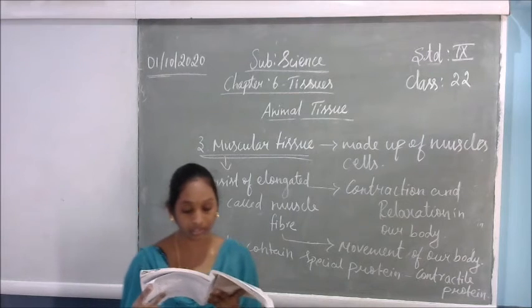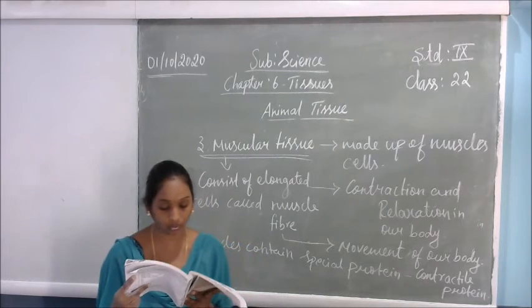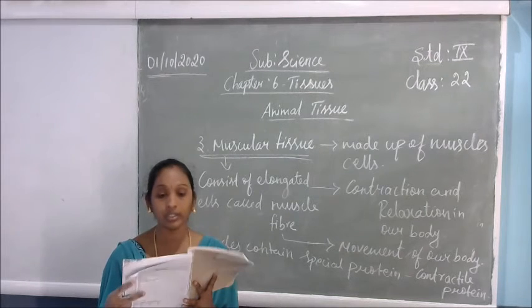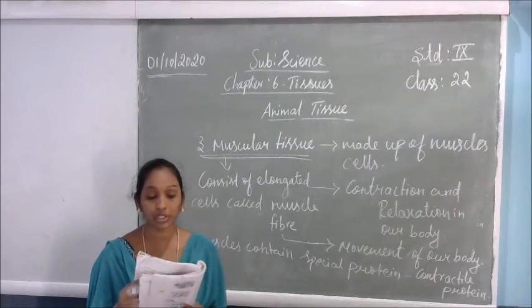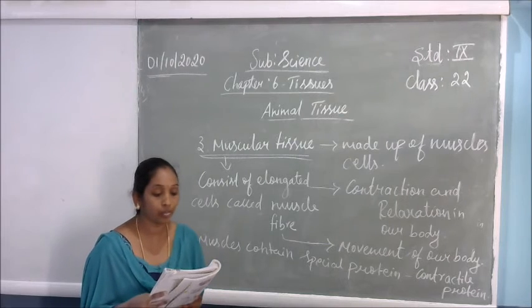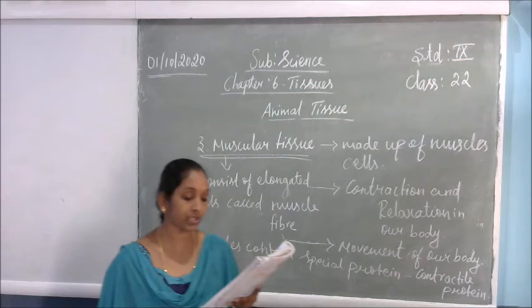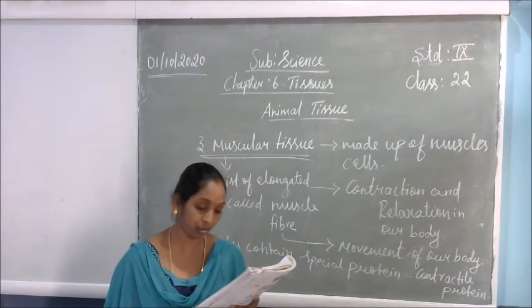Muscular tissue consists of elongated cells, also called muscle fibers. This tissue is responsible for movement in our body. Muscle contains special proteins called contractile proteins, which contract and relax to cause movement. In the textbook they have given the structure that you have to see.